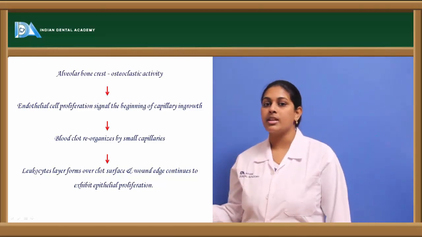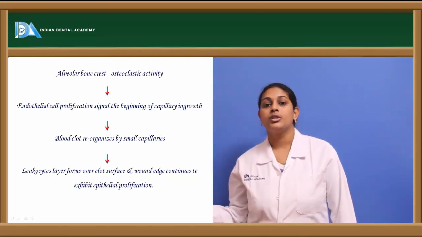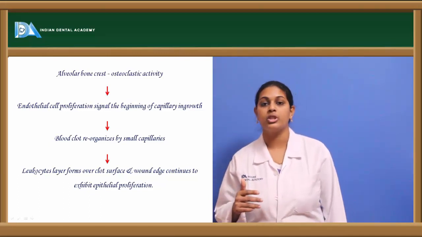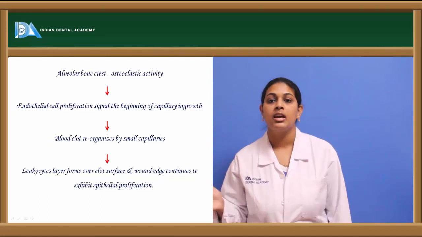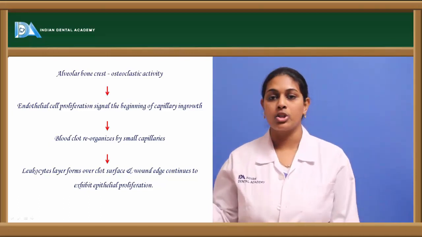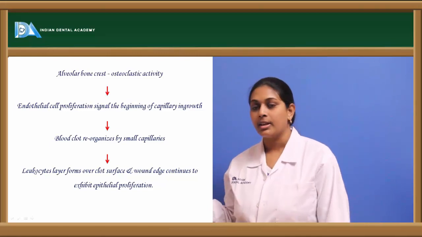So this is what happens in the alveolar bone crest, which is severed during the extraction. That is, which is damaged, which is unwanted and frayed structures. They are removed with the process known as osteoclastic bone resorption activity. This is what happens.